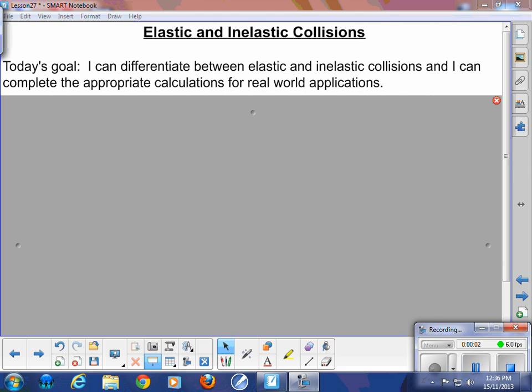Hello and welcome to the lesson on elastic and inelastic collisions. So your goal today: I can differentiate between elastic and inelastic collisions, which is something very important to be able to do. And then you can complete the correct calculations for that particular application.